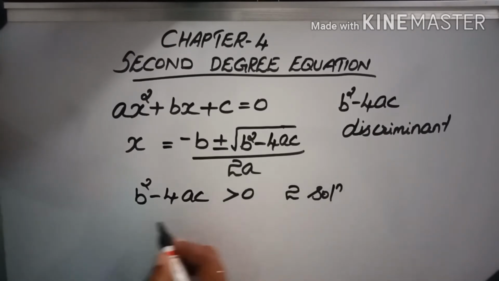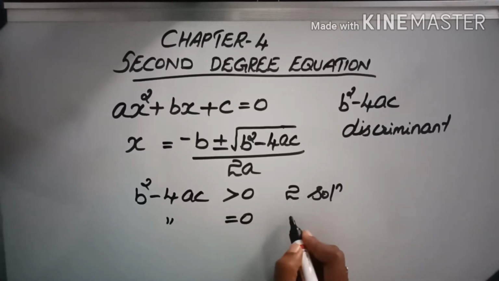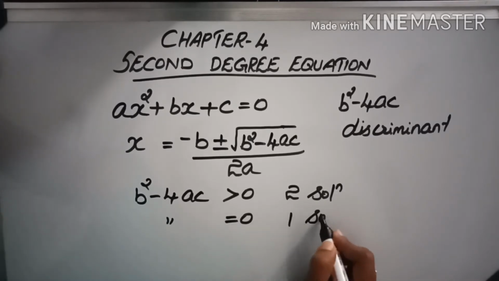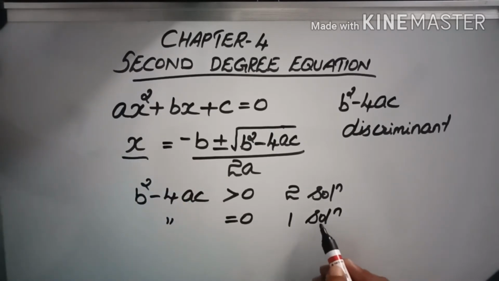Now if the discriminant, b square minus 4ac, is equal to 0, then only one solution will be there. x will have only one value, either positive or negative.